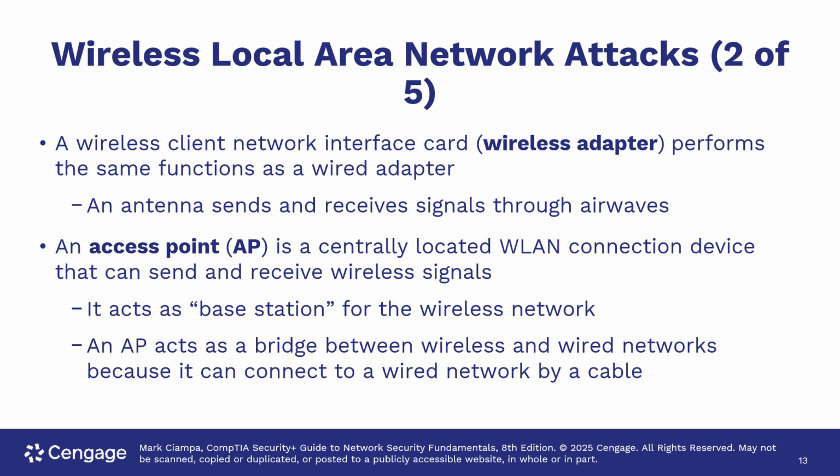You have your access point that's usually mounted in the ceiling, and it's a centrally located WLAN connection device that can send and receive wireless signals. It acts as a base station for the wireless network. The access point acts as a bridge between wireless and wired networks because it can connect to a wired network by a cable. Usually out the back of that wireless access point is an RJ45 connector to allow you to plug in your network cable, and that connects it to the wired network.